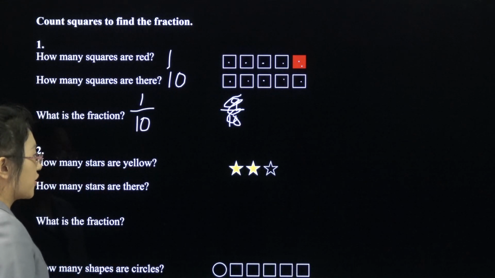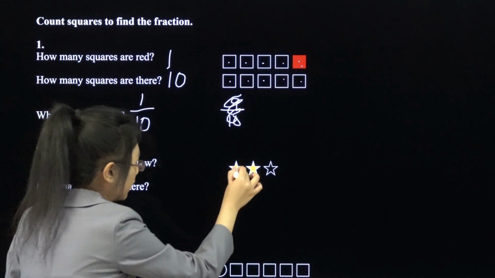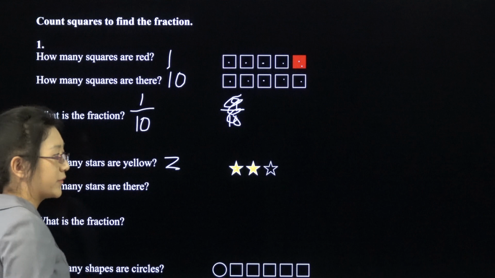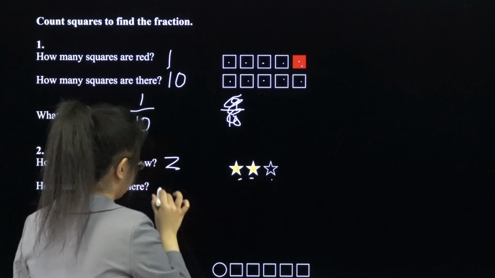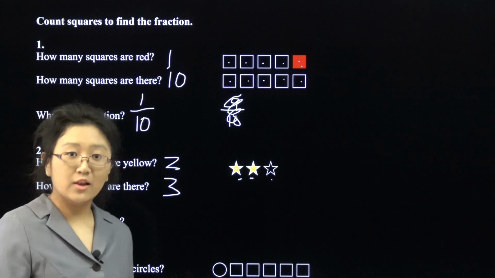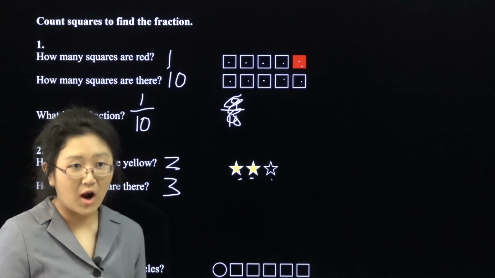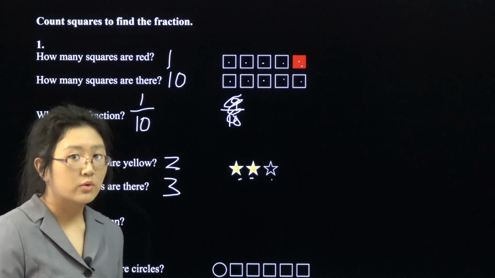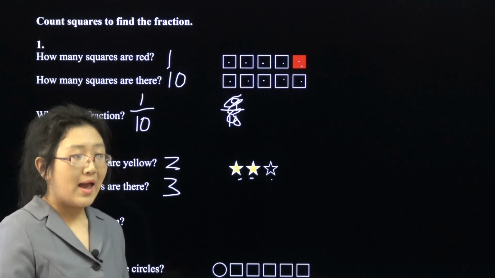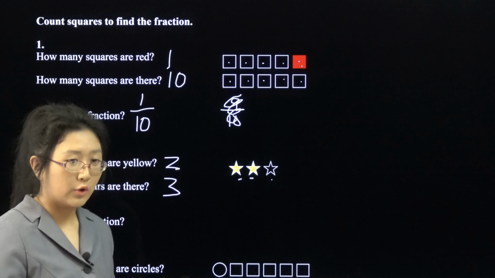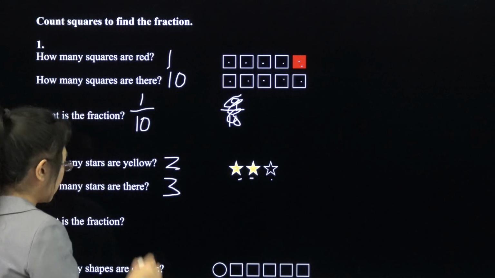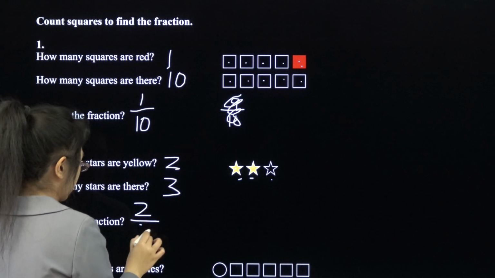How many stars are yellow? There's 2 yellow stars. And how many stars are there in this group of stars? 1, 2, 3. 3 stars. So what is the fraction of yellow stars in this group of stars? So the yellow stars is the part, and the group of stars, the total number of stars, is the total number of parts. So that would be 2 over 3.